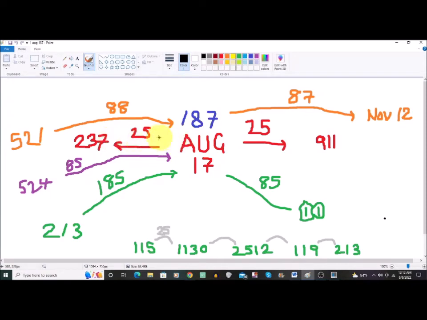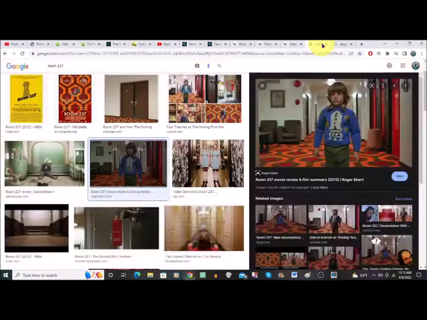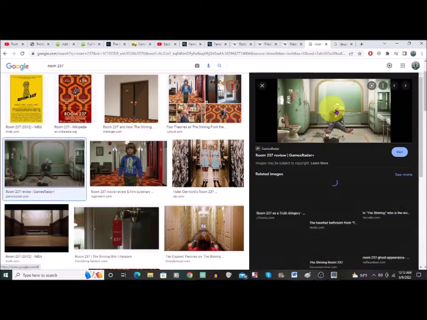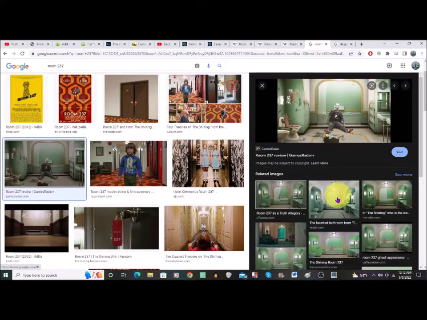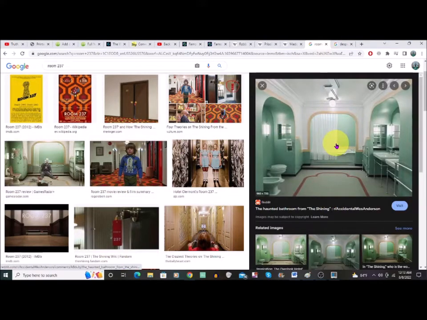And guess where, if we go back 25 days, it takes us? It takes us to 237. Okay, you remember room 237? This thing, room 237. The bathroom again, room 237. Well, this is the bathroom in room 237.